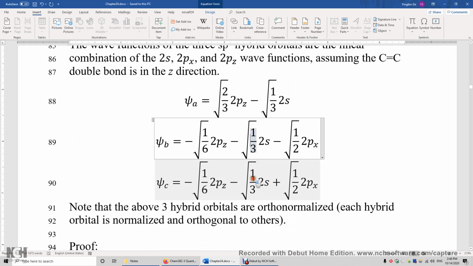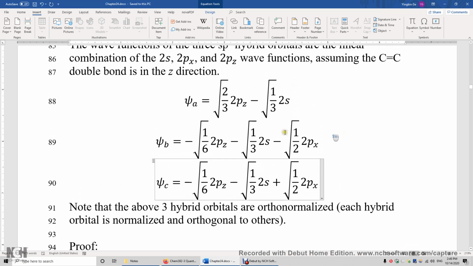All right. Now I'm going to show you the wave functions. 1, 2, 3. So the first one is made from 2s and 2pz. This one, 2s, 2pz, and 2px. 2s, 2pz, and 2px. Look at the sign. These two have different signs here and here.